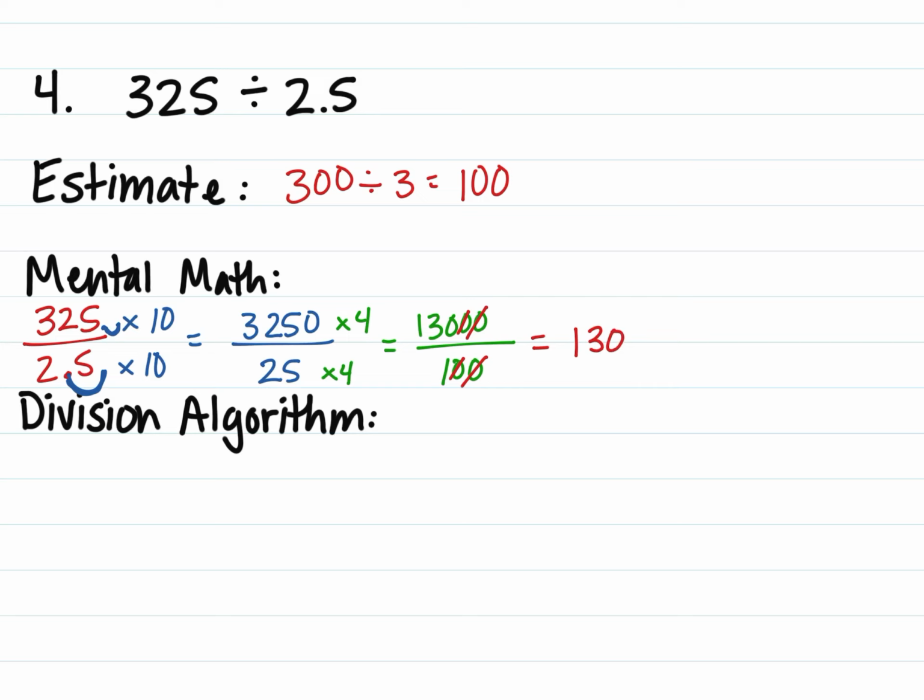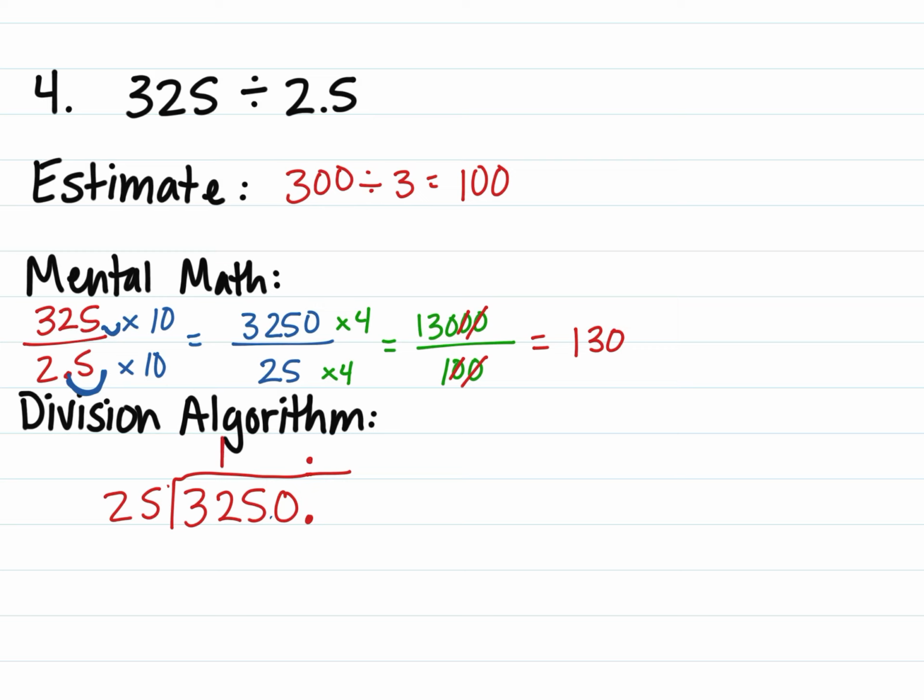Now down here we're going to use the division algorithm. We have 325 divided by 2.5. We are going to move the decimal once here and once here. So now I'm going to work with 25 and 3,250.